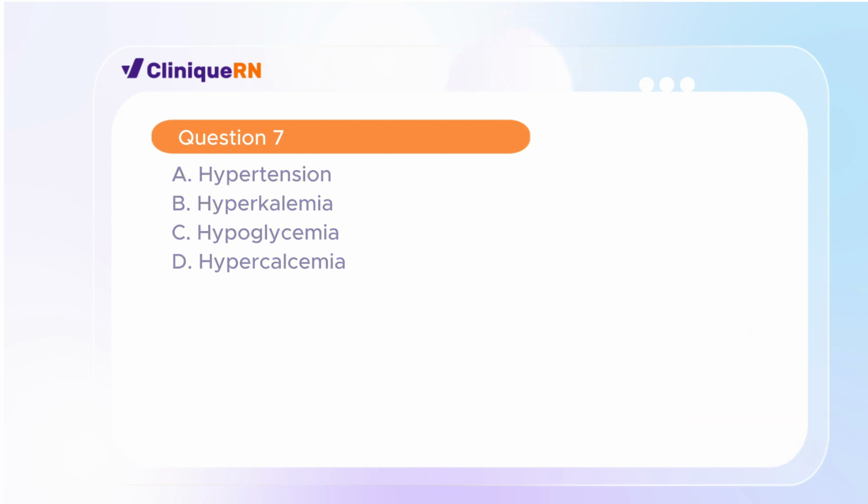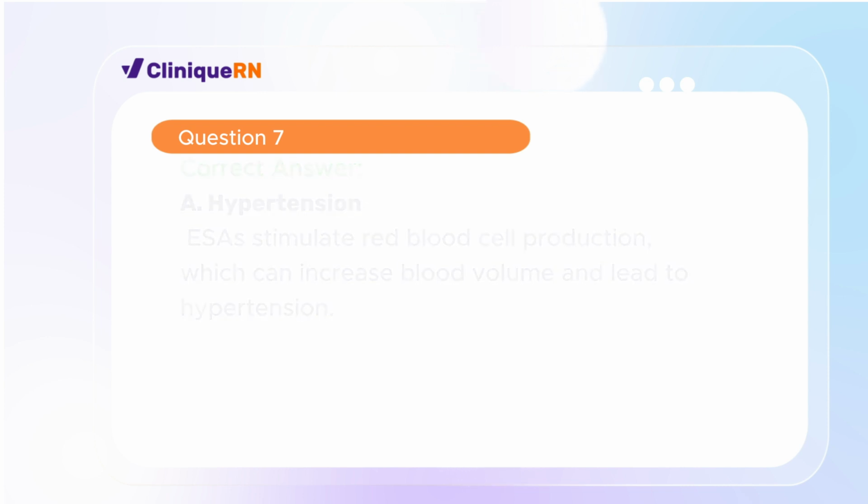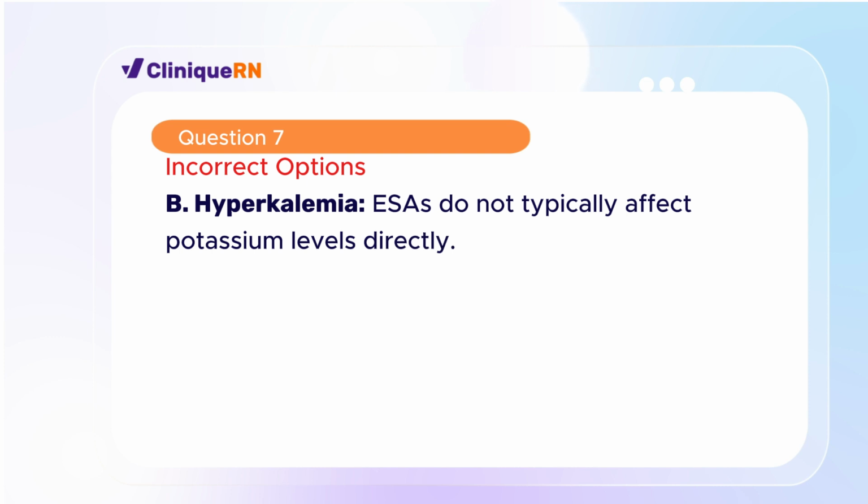The correct answer is A. Hypertension. Rationale for correct answer. ESAs stimulate red blood cell production, which can increase blood volume and lead to hypertension. Rationale for incorrect answers. B. Hyperkalemia. ESAs do not typically affect potassium levels directly.